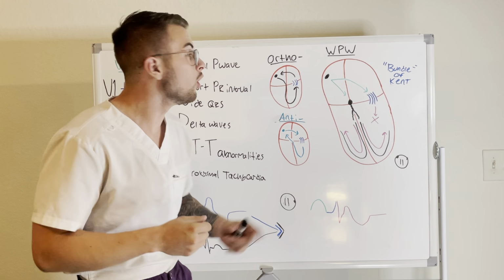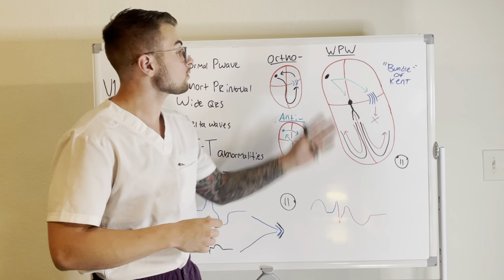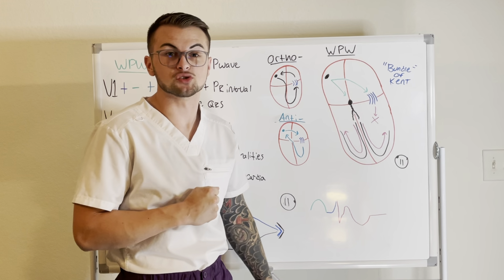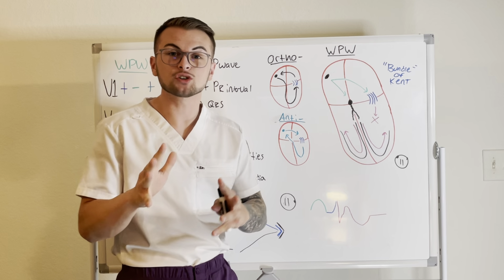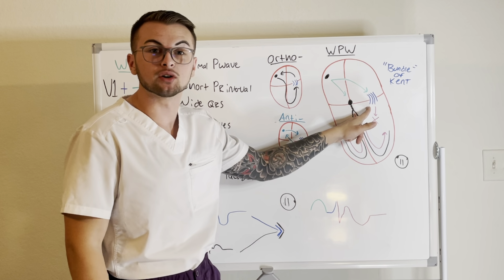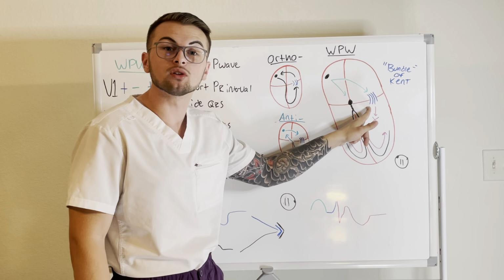Today we're going to go over Wolff-Parkinson-White syndrome. This is also known as WPW syndrome. So this syndrome is characterized by an accessory bundle of fibers in the heart called the bundle of Kent.